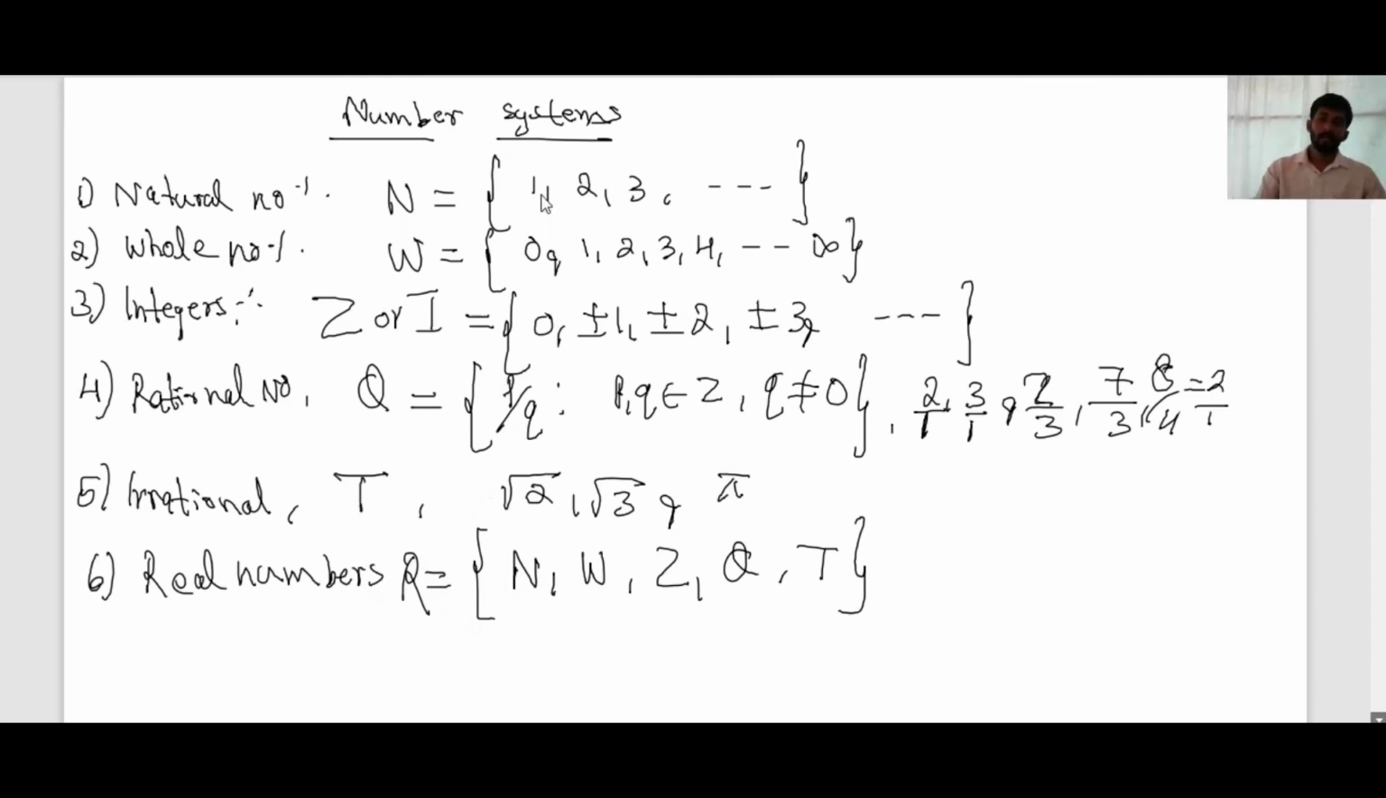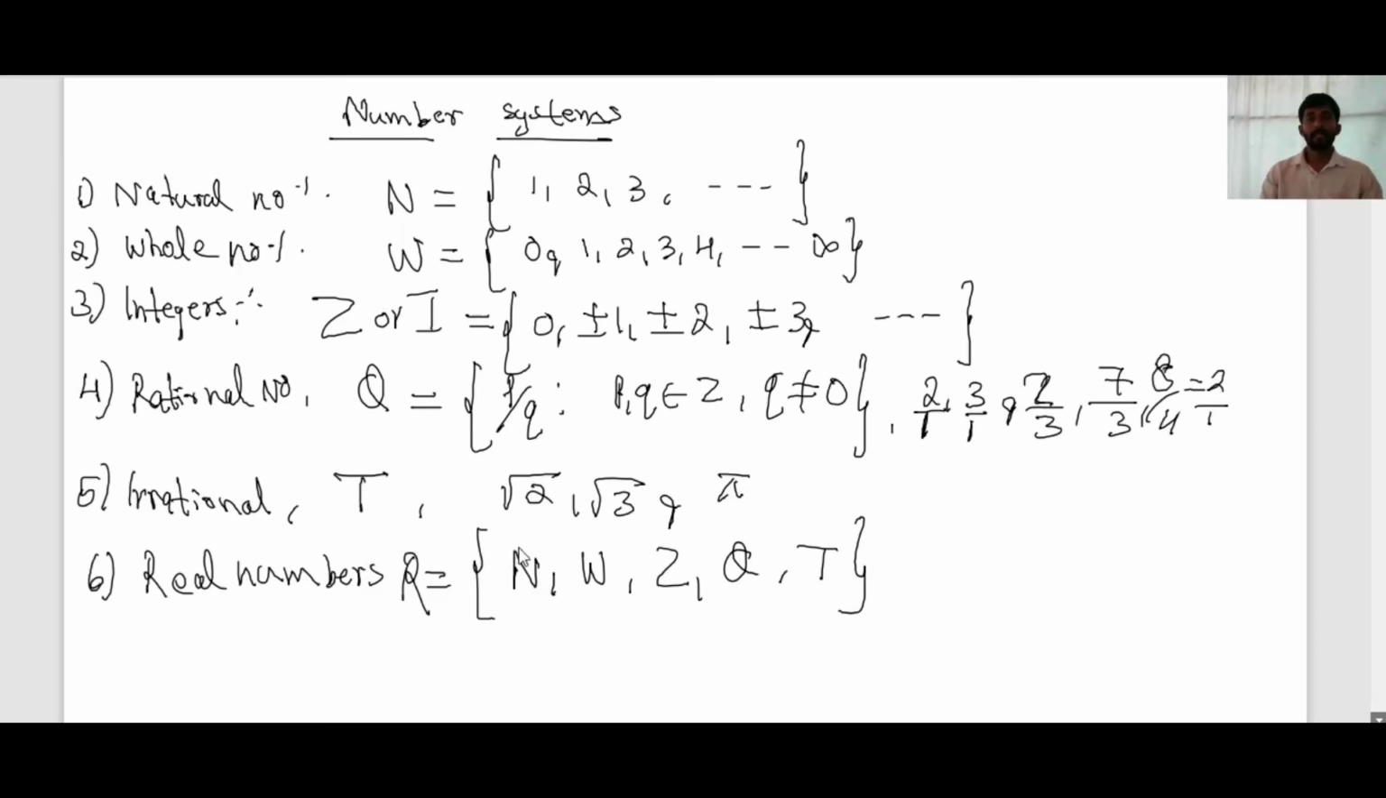Okay, if you take natural number, that is a real number. If you are taking whole number, that is a real number. If you take irrational number, again it's an example for real number. Okay, one more number system is there, that is complex number.